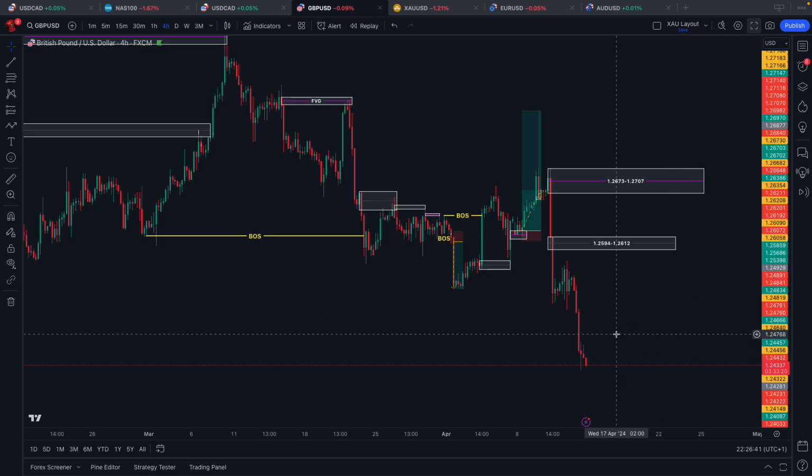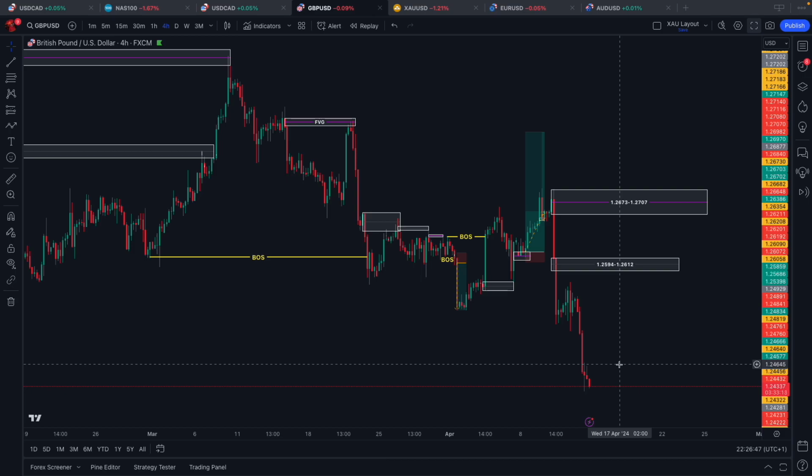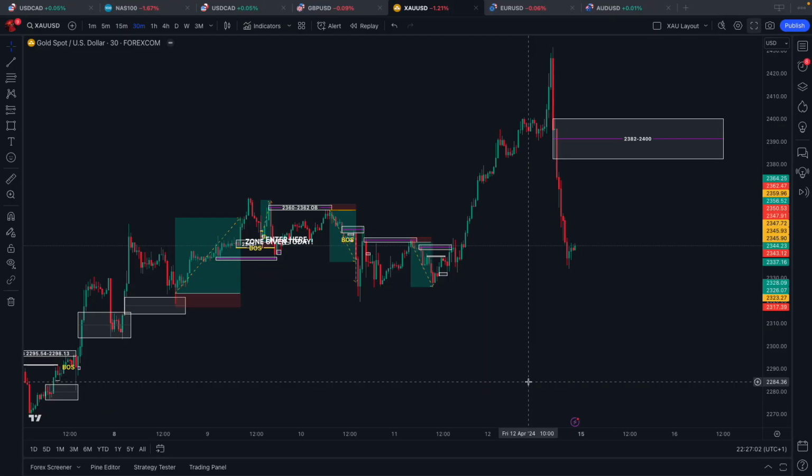So that's my analysis for the Great British Pound to the US dollar. Very quick and very brief. It's all it needs to be. Bearish market, bearish trend here. We need to find an area of supply to get involved from. There's two areas here that are of interest to me, and somewhere I would like to go short in this market from.